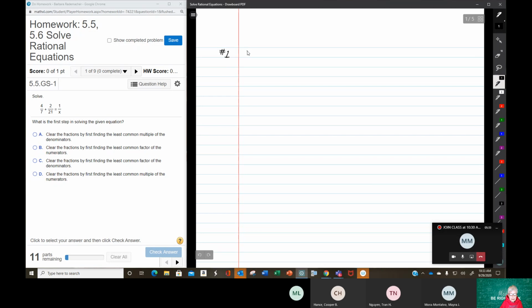Four over 7 plus 2 over 21 equals 1 over x. And here's the strategy. I'm going to write that in blue. The strategy is this.